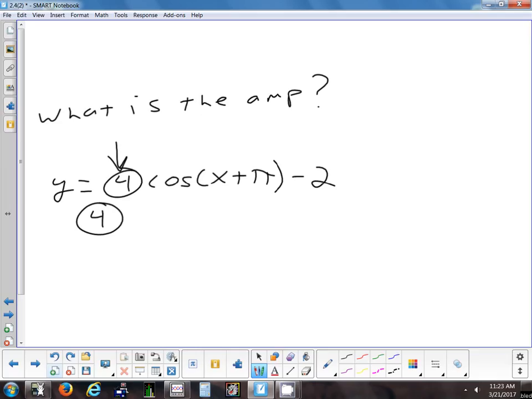The plus pi, for those that weren't here yesterday, that's what a phase shift looks like. Adding or subtracting a number outside the parentheses, nobody's seen that before. That'll be new, and that's the last thing we're going to do today. Okay. What about if I did this? What would be the amplitude now? Still 4. What if I did this? Still 4.